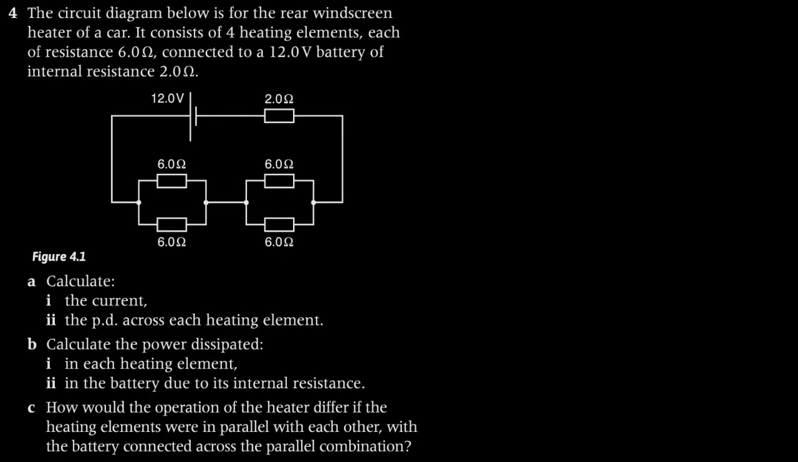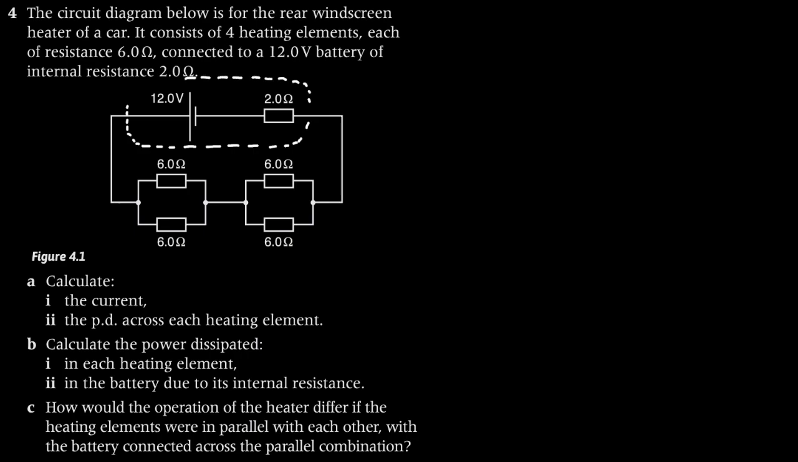So let's have a look at this one. The circuit diagram below is for the rear windscreen heater of a car. It consists of 4 heating elements, each of resistance 6 ohms, connected to a 12-volt battery of internal resistance 2 ohms as well. So in your paper you will have something like this drawn. To underline the idea of internal resistance, you will have a dotted region to show that this is part of the cell, and this 2 ohms is the internal resistance. In the first part we have to calculate the current and also the potential difference across each heating element.